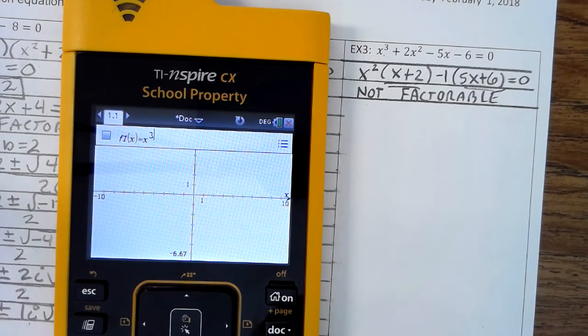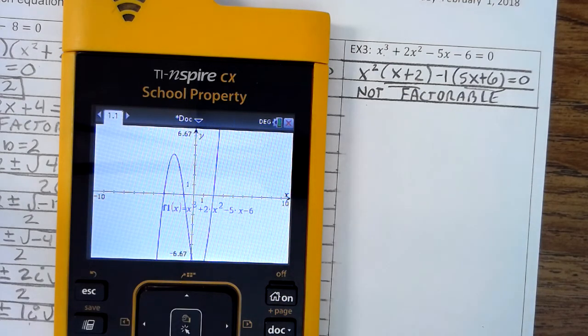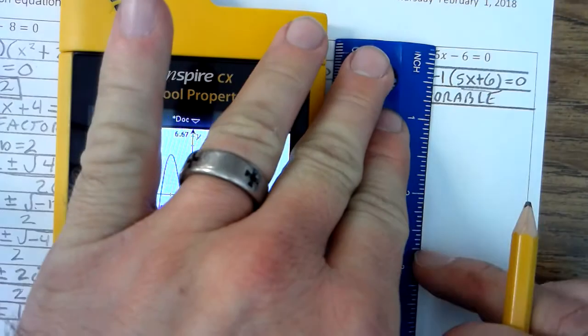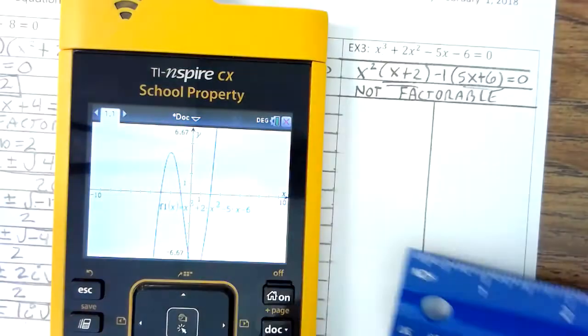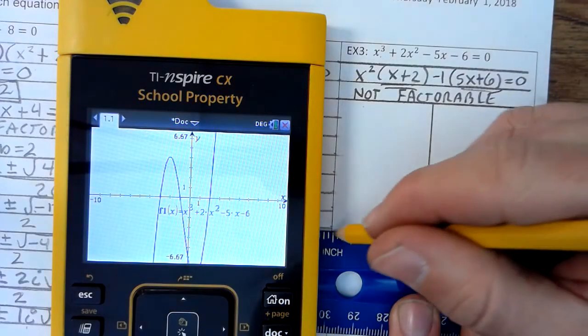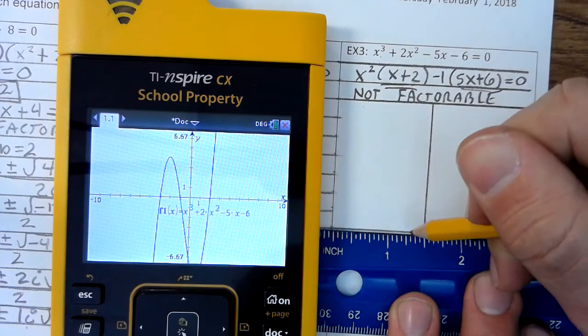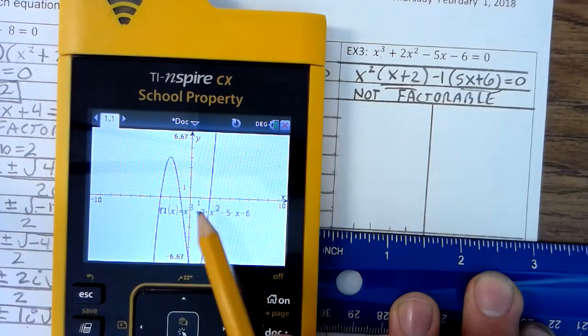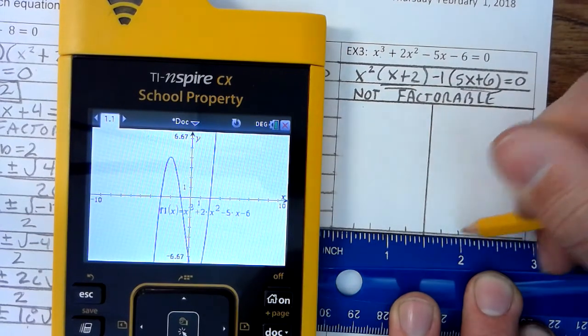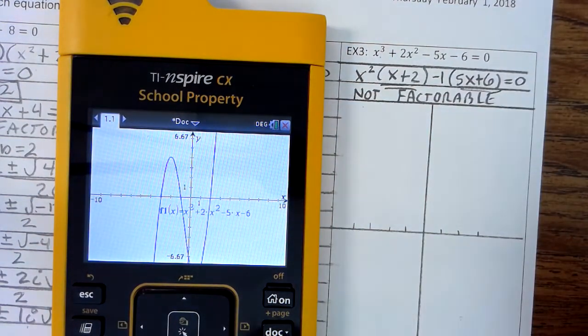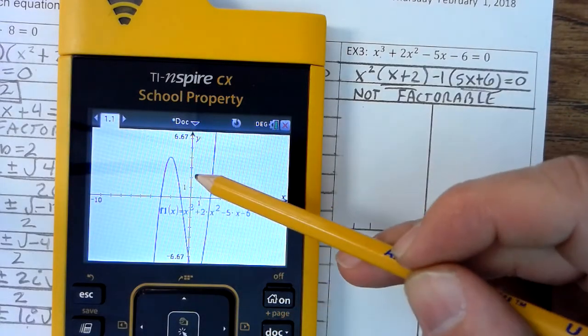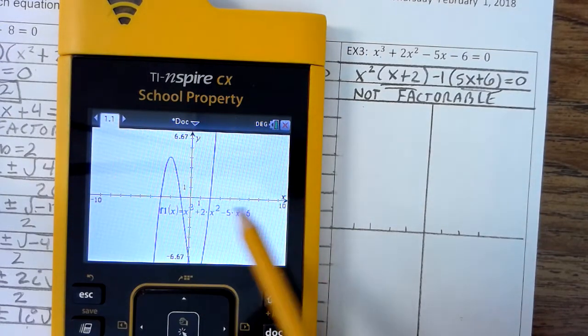So x cubed plus 2x squared minus 5x minus 6. All right, so we draw our sketch. And it looks like it goes out 1, 2, 3, 4. So I'm going to make 4 tick marks. 1, 2, 3, 4. Goes out 1, 2, 3. So 1, 2, 3. And really, we don't need to be concerned with the tick marks on the y-axis because we're looking at the solutions, and that's what crosses the x-axis.